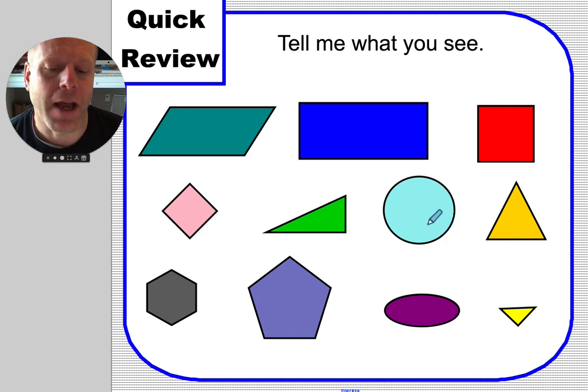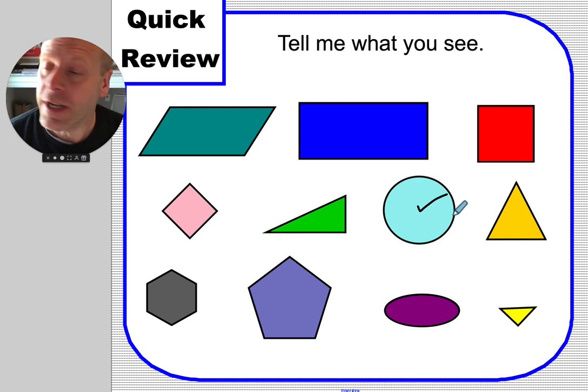Circles. I think a lot of people know circles. I'm going to check that off the list. I think circles are round. They don't have any straight sides or corners.